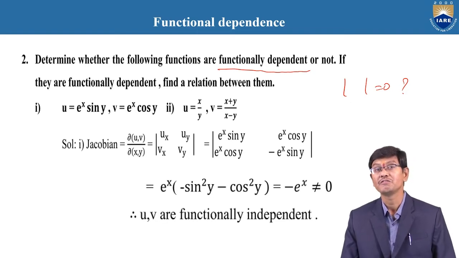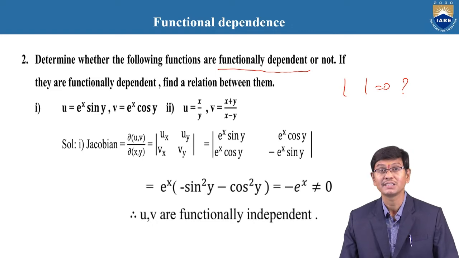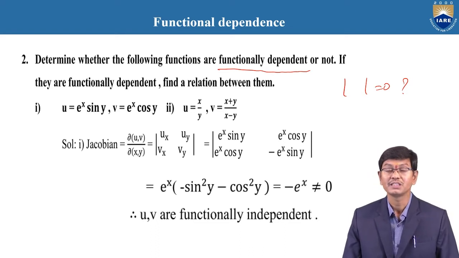Similarly from v, we need to find ∂v/∂x. From v = e^x cos y, ∂v/∂x is also e^x cos y, because cos y is a constant. And ∂v/∂y is nothing but, e^x being a constant, the derivative of cos y is minus sin y. Therefore, it is clearly e^x sin y is the value.